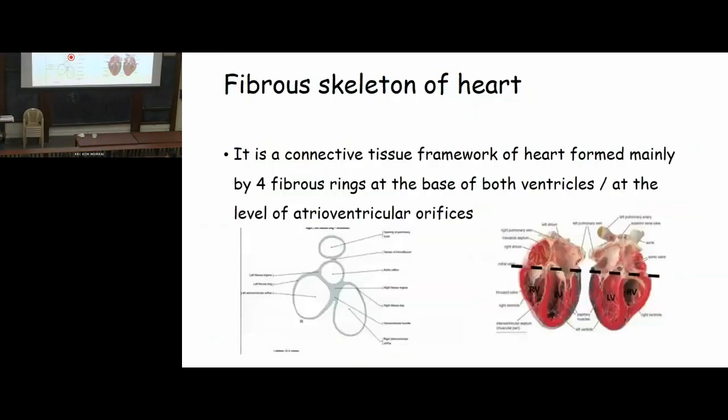So the fibrous skeleton of the heart, if you see from above at a 30-degree angle, if you take a section, it shows 4 rings. These 4 rings are the right atrioventricular annulus, the left atrioventricular annulus, then the aortic annulus and the pulmonary annulus. The pulmonary annulus is connected with the conus ligament, and this is the right trigone of the heart, and this is the left trigone of the heart. This is the complete diagram of the fibrous skeleton of the heart.